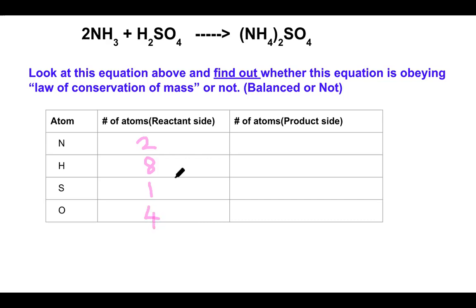4 oxygen. And on the product side, there are 2 nitrogen, 8 hydrogen, 1 sulfur, and 4 oxygen. So you would say the chemical equation is completely balanced. It obeys the law of conservation of mass. Let's see one more example.